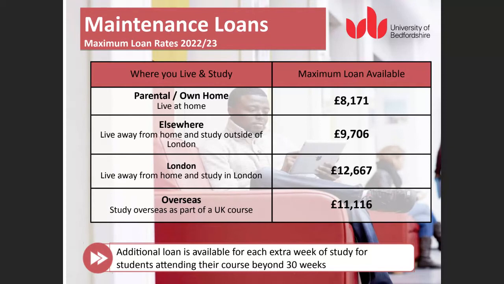Where household income is above this figure, the amount of maintenance loan reduces. And there is a student finance calculator that you can use on the student finance website, which will give you an idea of what your maintenance loan may be. It's also worth noting that these figures here are based on an academic year of 30 weeks. Where an academic year may be longer than that, your loan is extended on a pro rata basis.